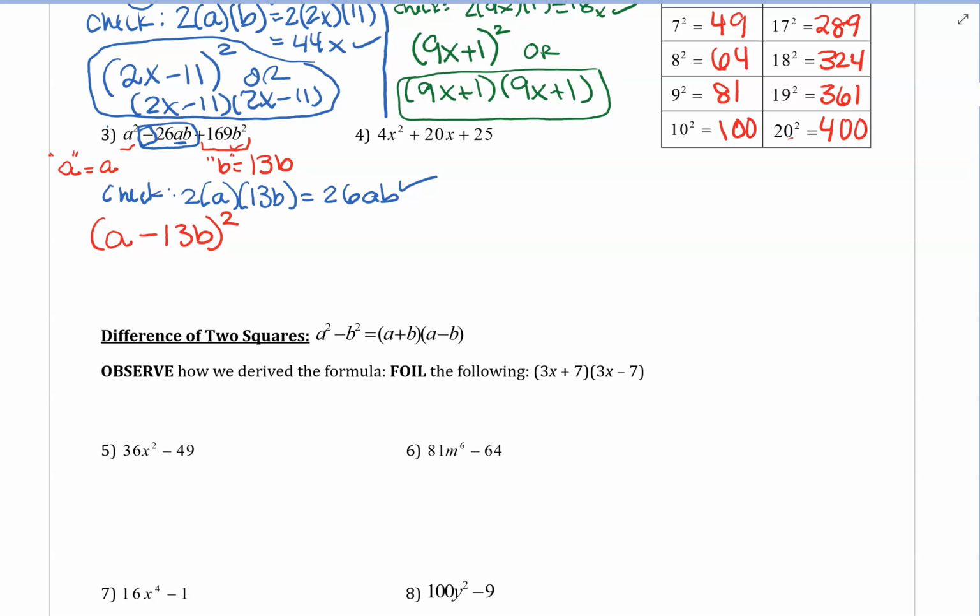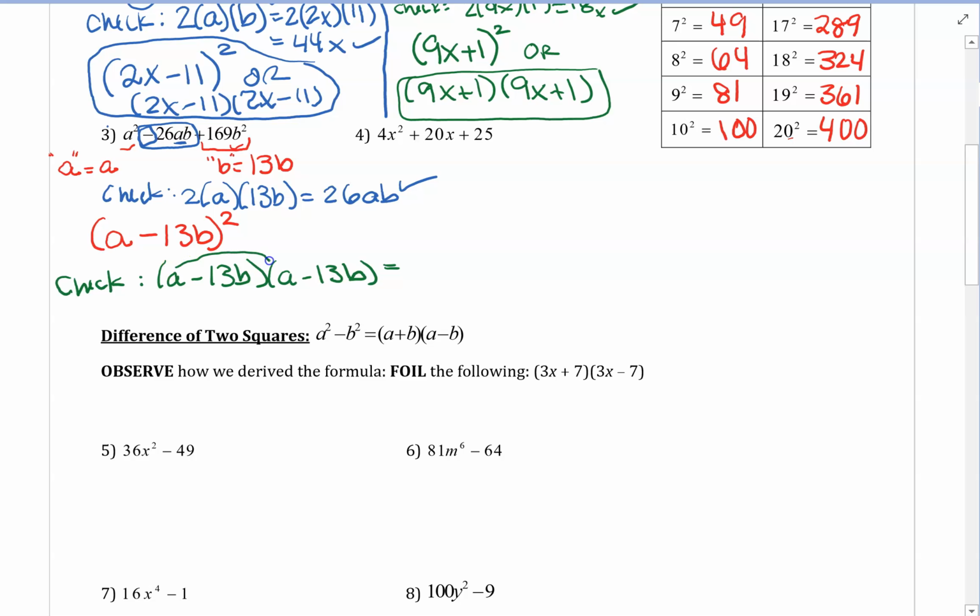Now, because this one was a little different, it had the two variables, I just want us to check by FOILing out the answer. Let's FOIL out the answer and see what happens when I multiply a minus 13b to itself. Because I'm saying that these are the factors of this trinomial. That means when I multiply them out, when I do actually square this and FOIL it out, it should equal the original problem. If it doesn't, then my answer is wrong.